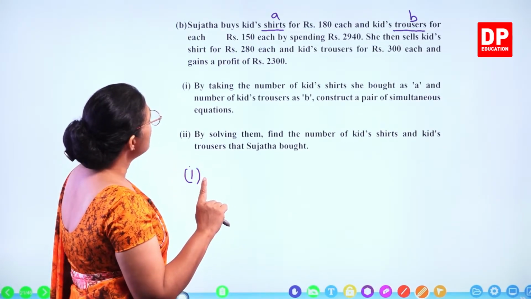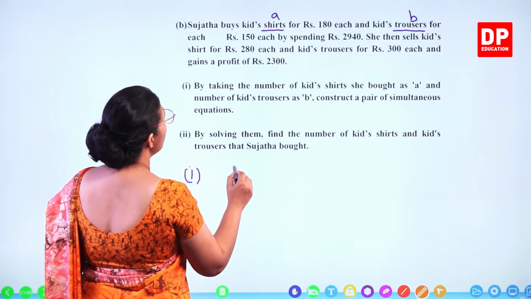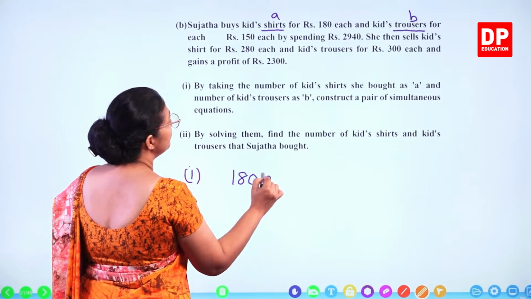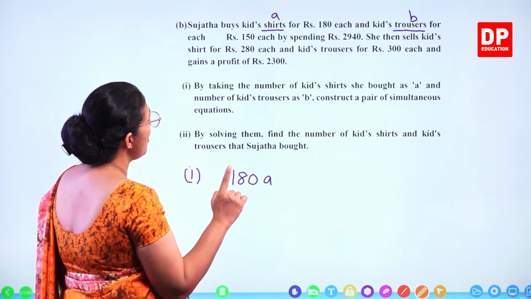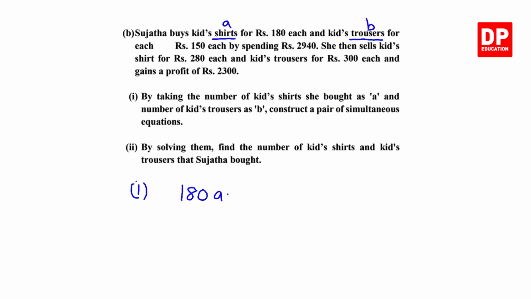A number of shirts, each 180. So what is the total? 180A. And then kids' trousers, each 150. So the total is 150B. And the total she spent is 2,940. That's our first equation.